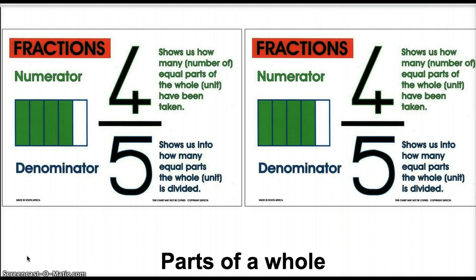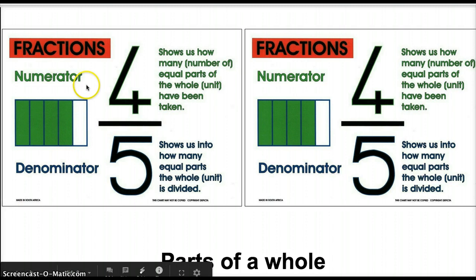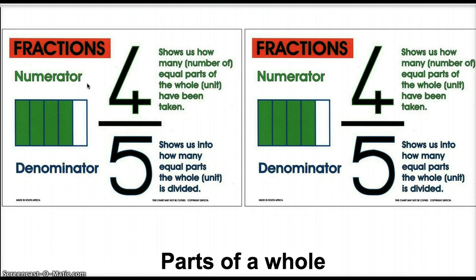Fractions are parts of a whole. The top number is called the numerator. The numerator shows us how many equal parts of the whole unit have been taken. The bottom number shows us into how many equal parts the whole unit is divided.